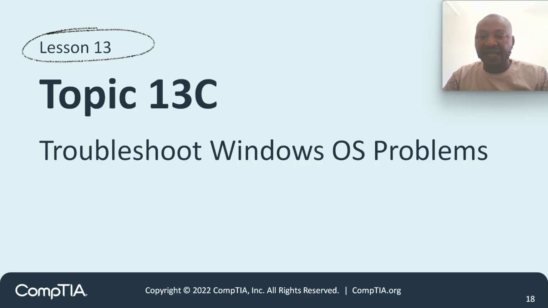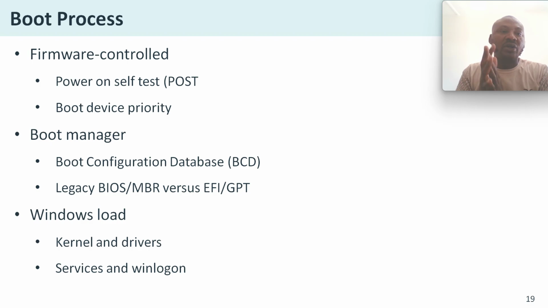So finally, we are in 13C, troubleshooting Windows OS problems. So boot process, firmware control, power self-test, boot priority, boot manager, Windows load. All these are the very beginning of the system, for system load to desktop. The firmware, like we talked about BIOS earlier, is the software that controls the hardware of your system. When the system boots, it goes through power self-test, and checks for boot device priority.